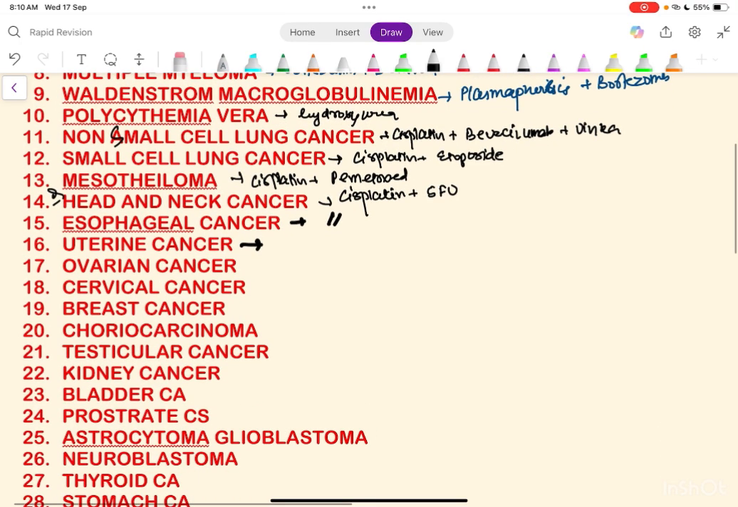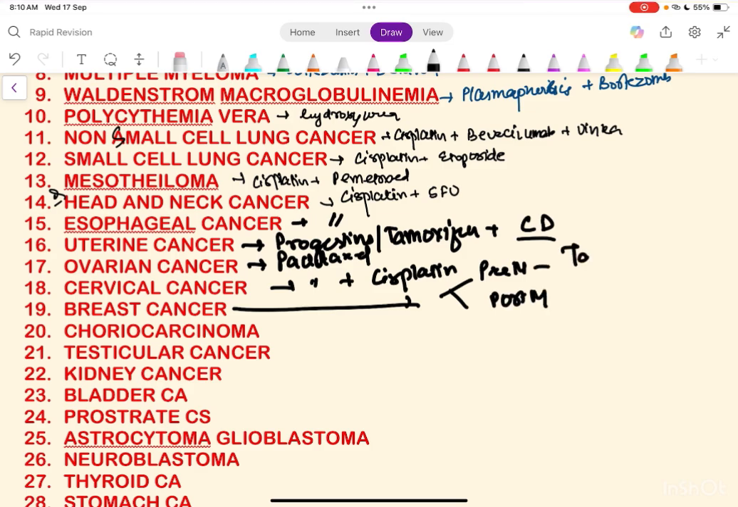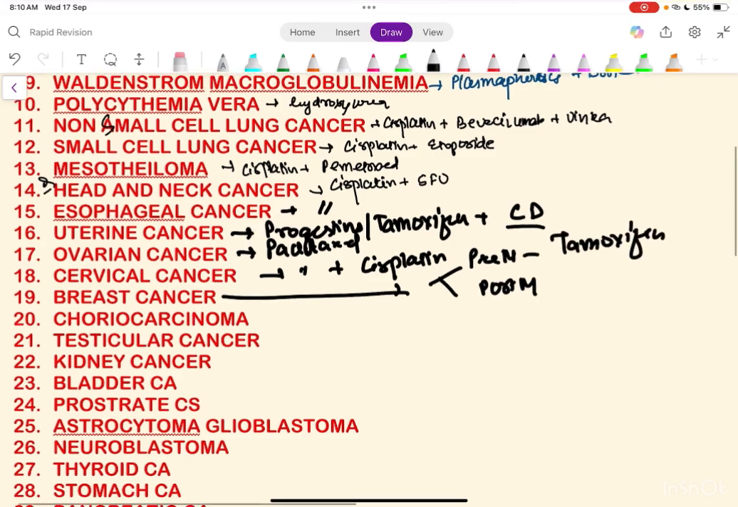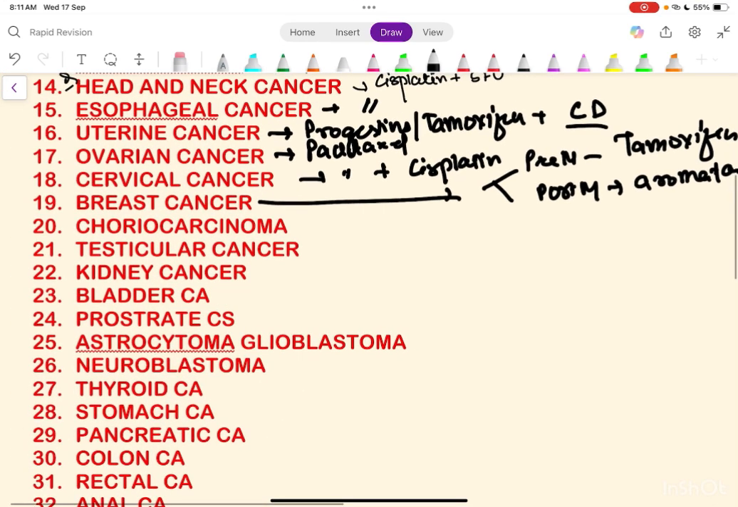Then uterine cancer. In uterine cancer you will have some of the progestins or tamoxifen plus you will have CD. Okay, then in ovarian cancer you will have paclitaxel. Similar in cervical cancer with cisplatin. Now in breast cancer they have done something as pre-menopause, post-menopause. So if pre, then you give tamoxifen, and if post, then you give aromatase inhibitors. Alright, then in choriocarcinoma also they ask, so this is methotrexate.